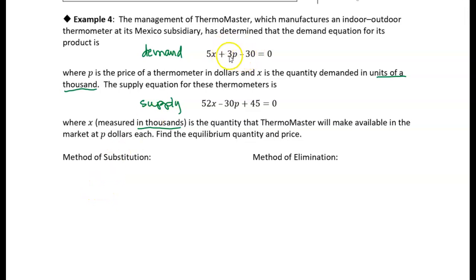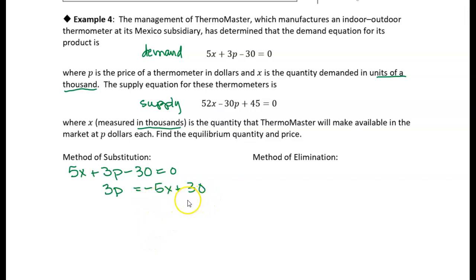So in substitution, we're going to take one of the equations and solve it for one of the variables. So for example, if I take this first one, 5x plus 3p minus 30 equals 0, what I want to do is either solve it for x or solve it for p. So I think I'm going to solve it for p. So I'm just going to subtract 5x from both sides, so I get minus 5x. And I'm going to add 30 to both sides, so this will be plus 30, right? So subtracting 5x from the left-hand side will just make 0 on the left-hand side. And then adding 30 will make that 0 on the left-hand side.